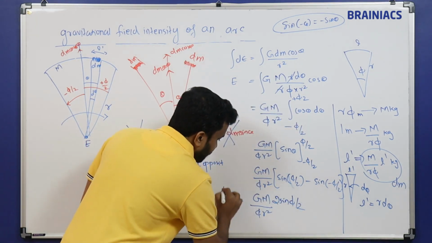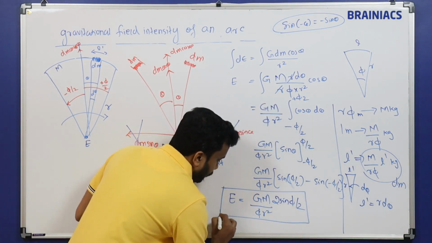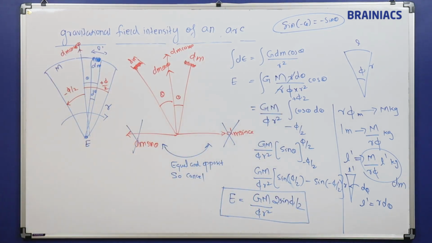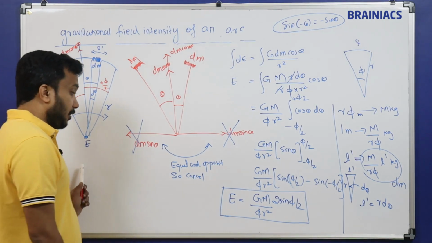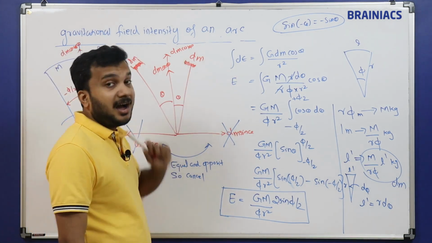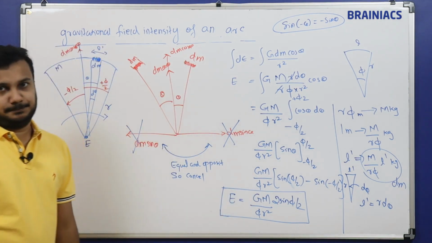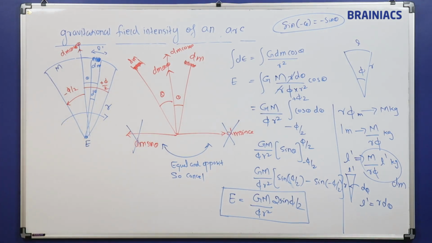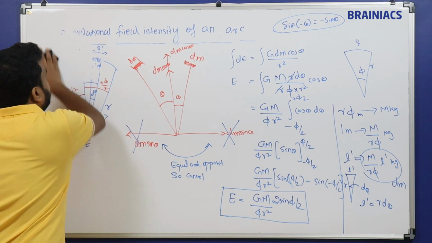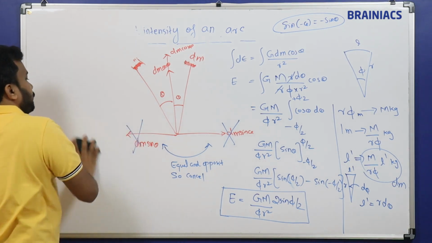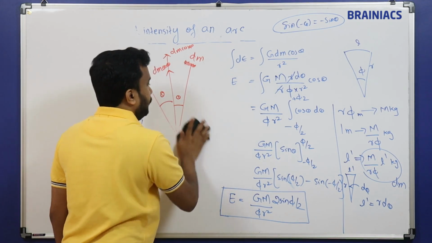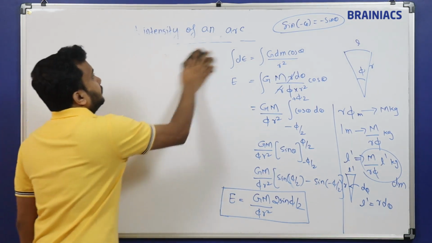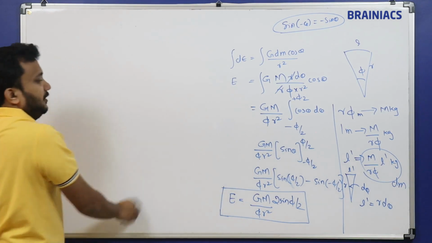This is the gravitational field intensity for a quarter circle. Not for a quarter circle, it's the gravitational field intensity for an arc. For an arc. Okay, so we got the relation. Gravitational field intensity for an arc. So you can pause the video and complete the notebook. Okay, so let me keep it here.